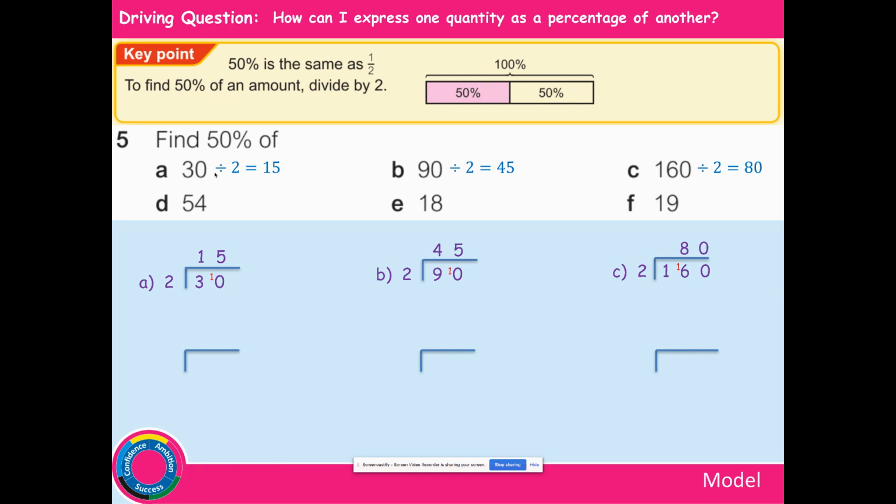Okay, 50% of 54, so it's 54 divided by 2. 54 divided by 2 is 27. 18 divided by 2, 9. So 50% of 18 is 9. 19 divided by 2. This time we've got a remainder here, so we need to put in decimal points. Remember, in the question and in the answer, line them up and put a 0 to give that remainder 1 some value. So 2 into 10 is 5. So 50% of 19 is 9.5.